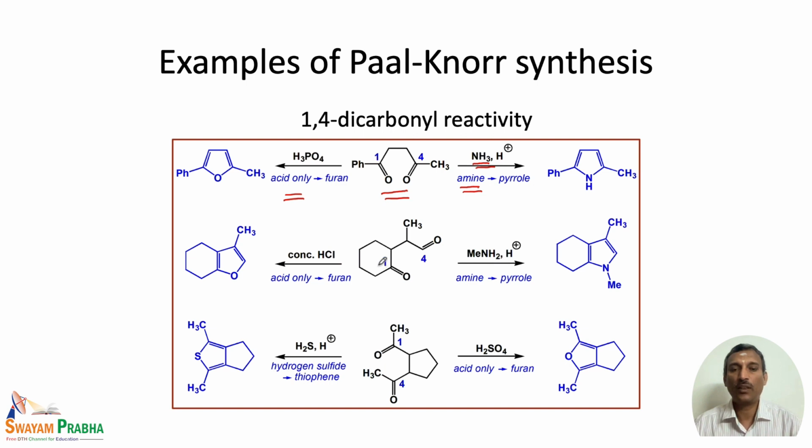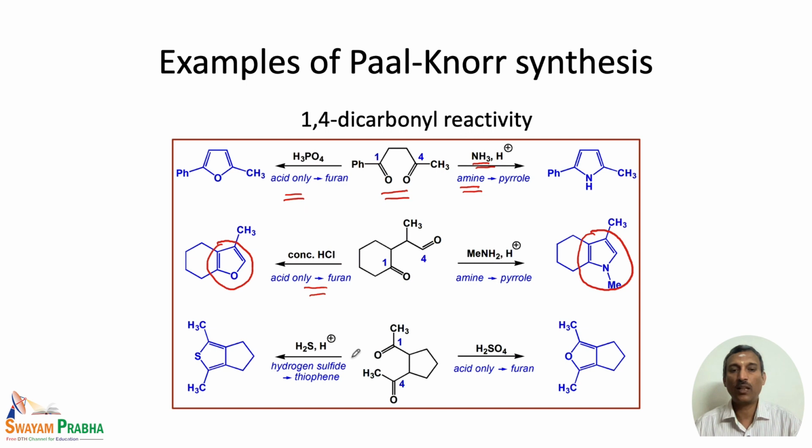And if it is a cyclic system with one of the carbonyls present outside the ring system, but the compound has a 1,4-dicarbonyl unit, then use of concentrated HCl leads to a furan derivative for the cyclized part. And if it is a primary amine, we end up with the corresponding pyrrole derivatives. And similarly, that means from one membered ring, we are now going to two membered ring. That means the monocyclic ring is now converted to a bicyclic ring.